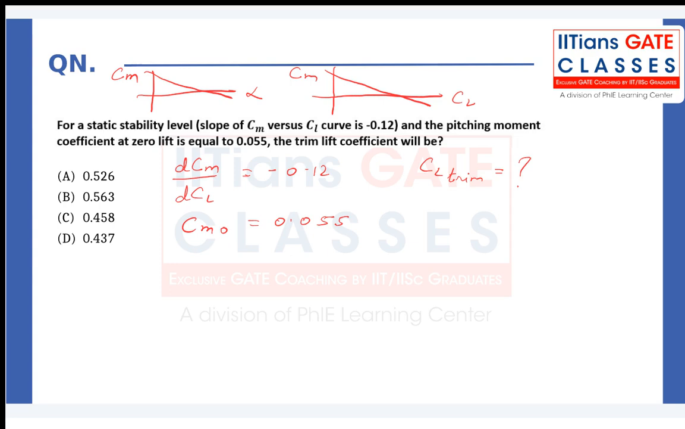They've given you the slope and they've given you the y-intercept for this curve. This is the curve that we are going to use. I'll just write the equation. It's a straight line equation that we had seen. So CM is CM naught plus dCM by dCL into CL. This is the equation that you should be using. Okay, somebody has gotten C. Let's wait for the others to solve it.